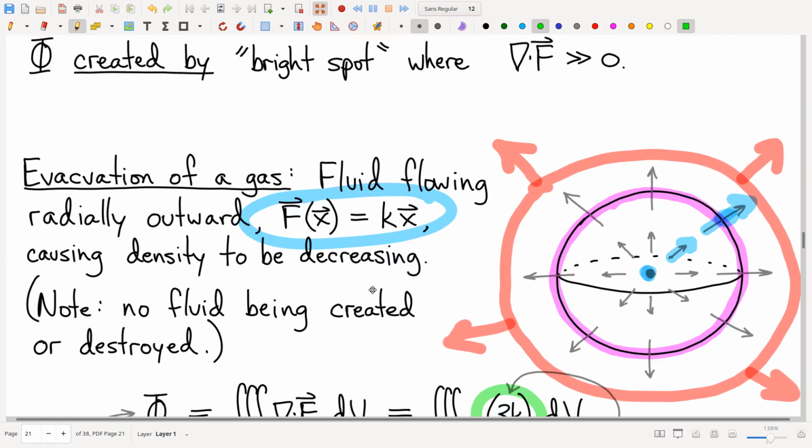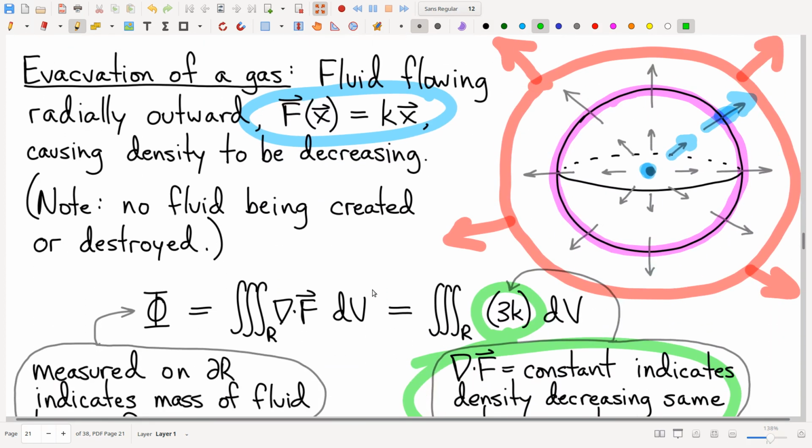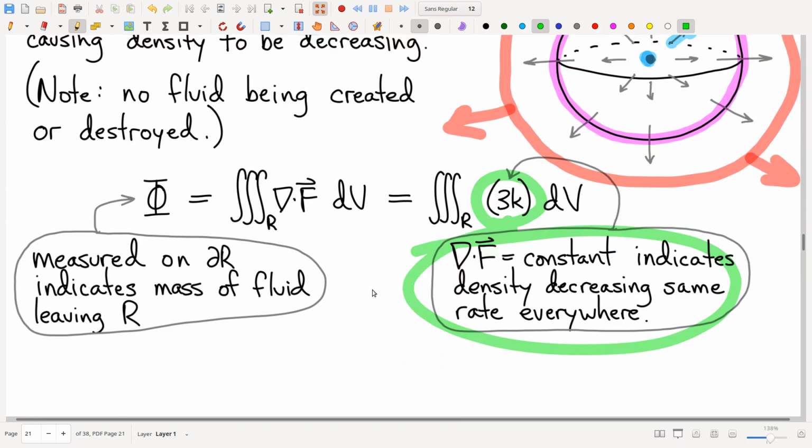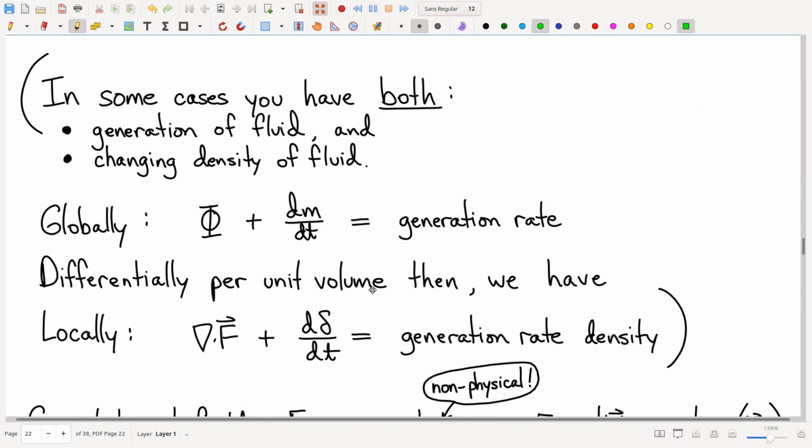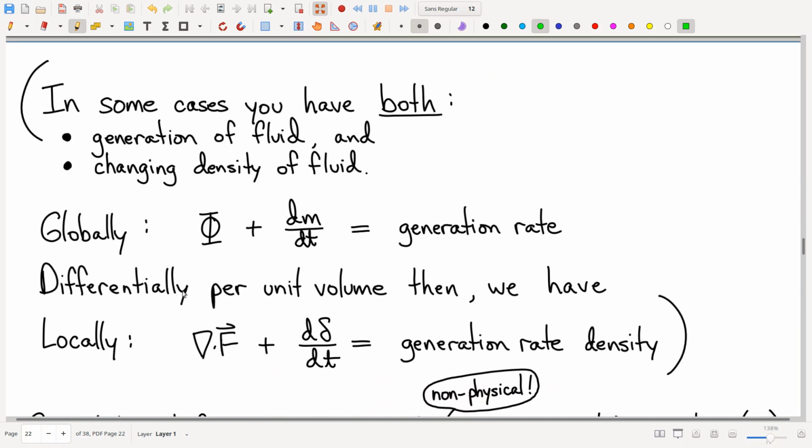The exact opposite is what's happening here. In this example, we're not making air. There's no air being created like photons were. But on the other hand, the density is not constant in this example. So these are physically very different kinds of fluids in terms of how they behave, how they exist in the world. So there are some cases, some kinds of fluids, where both of these happen at the same time.